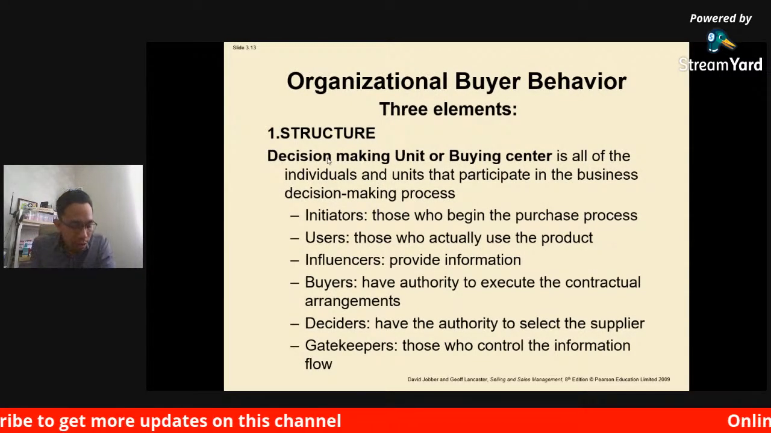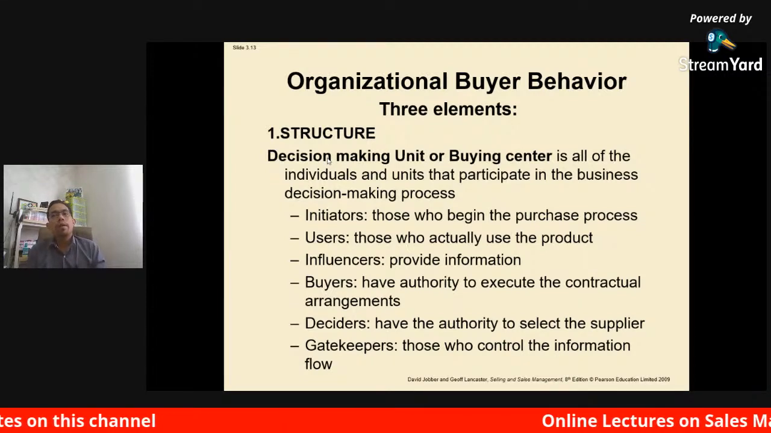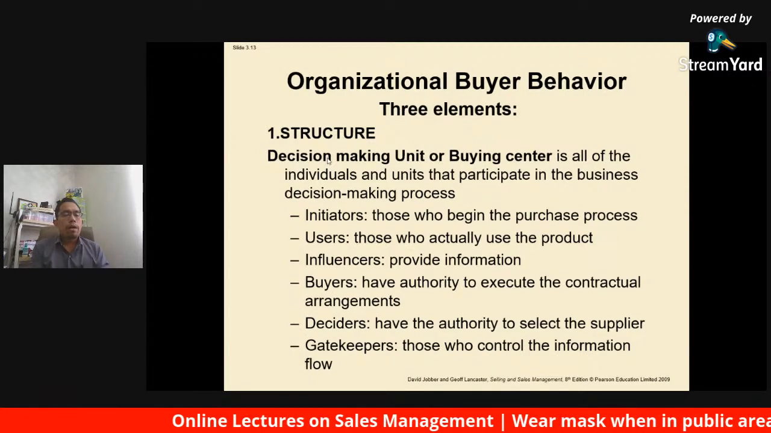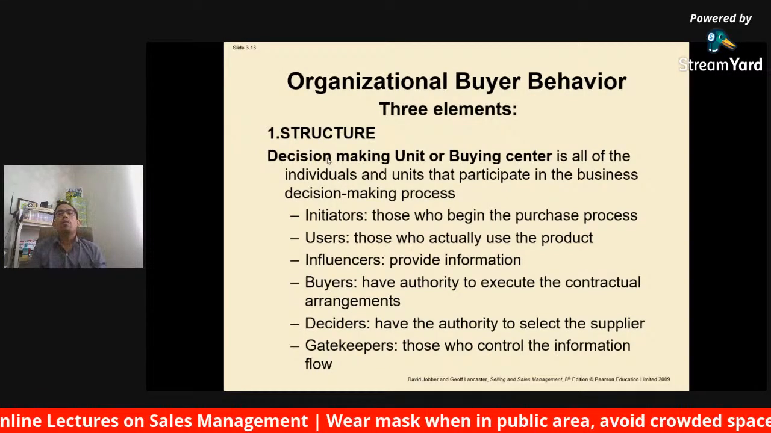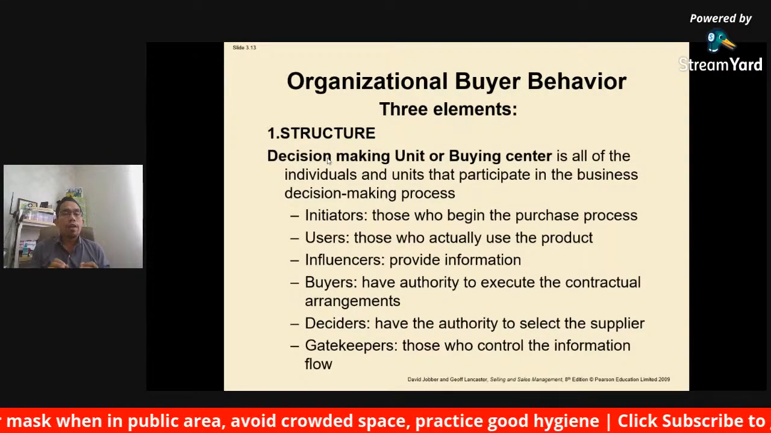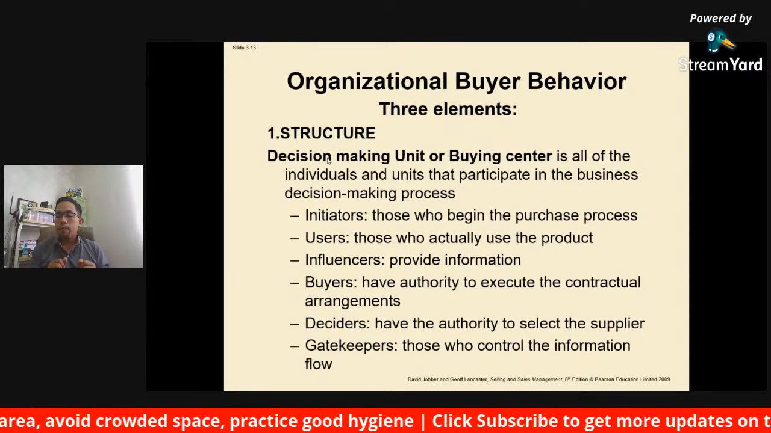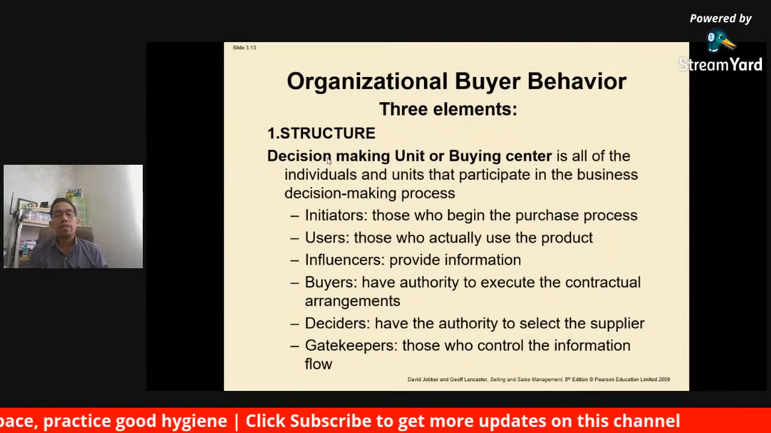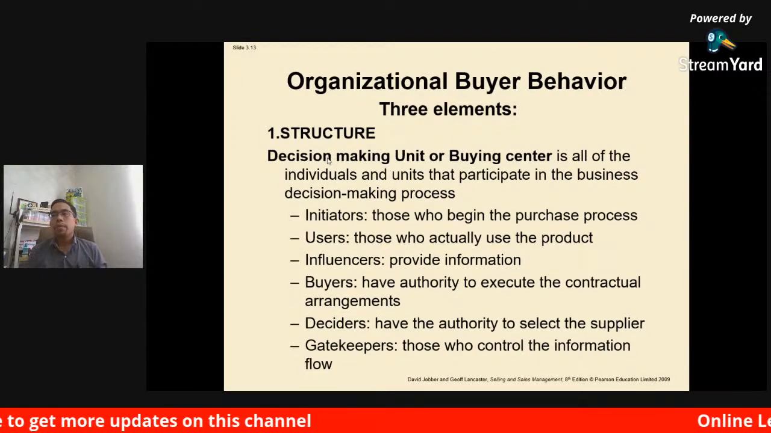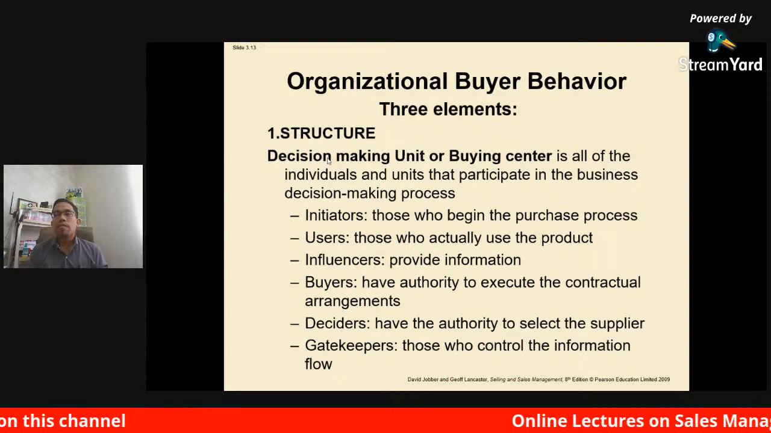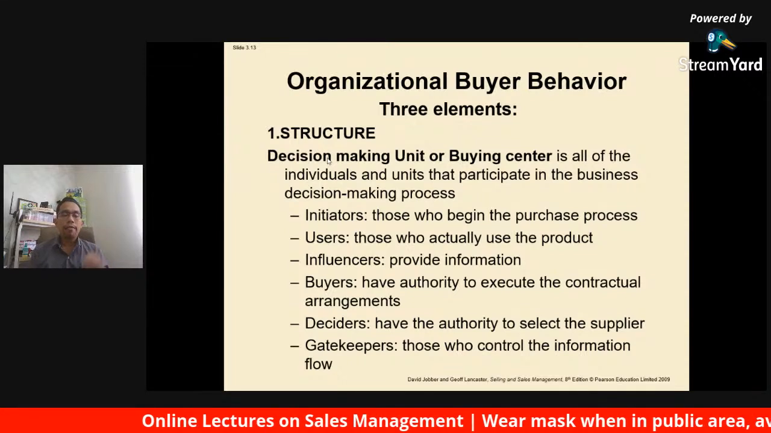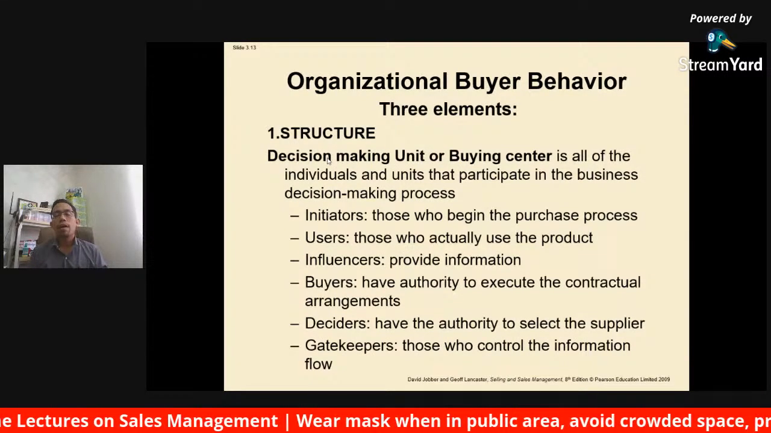DMU. Normally we use the short term DMU, decision making unit, or buying center, which is okay when we talk about organizational buying. It doesn't stand on its own, or on the ground where the CEO as a person is the only one involved in the purchase process. No, there are lots of people involved here. All the individuals and units that participate in the business decision making process, as we mentioned before, play five roles.